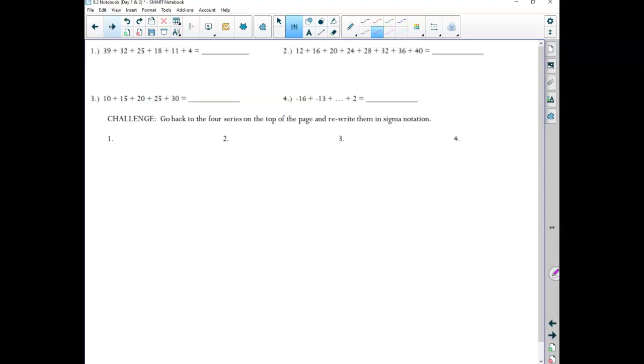And the last thing we're going to do is we're going to go back here, and we're going to do a challenge, because you're going to have to be able to do this. Challenge, go back and write them in sigma notation, okay? And I'll explain that, and we'll be good to go.